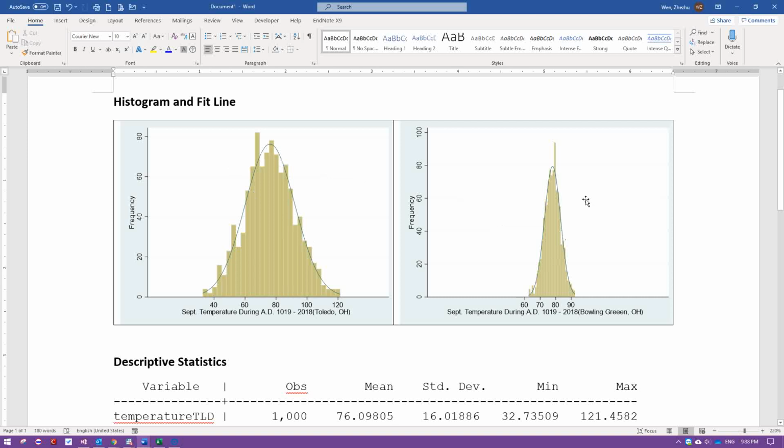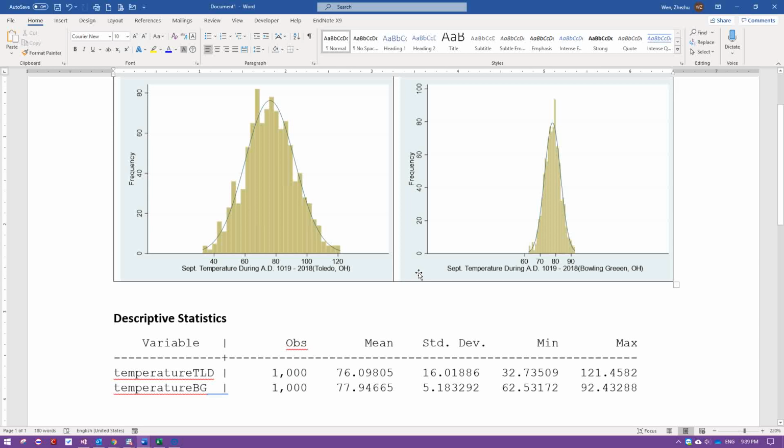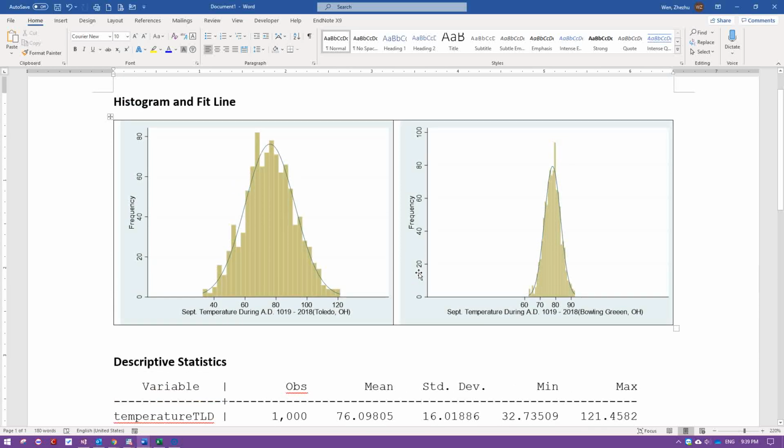The same case with Bowling Green. You see these parts, these parts especially are high, but don't worry too much. Later I'm going to show you the result, which implies that these discrepancies don't actually influence the result too much.